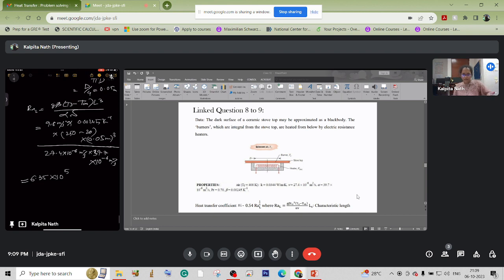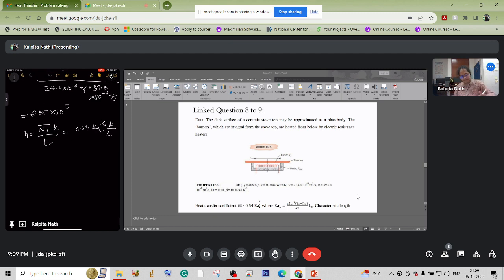Now this gives the Nusselt number. Now h is equal to Nusselt number times k by L. So this is 0.54 Rayleigh number to the power 1 by 4 times k by L. So this will be 0.54 into 6.35 into 10 to the power 5, whole to the power 1 by 4, into 0.0344 watt per meter Kelvin upon 0.05 meter. So this is 10.5 watt per meter square Kelvin.